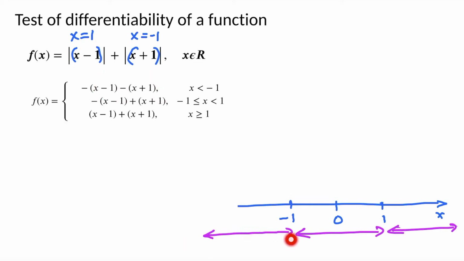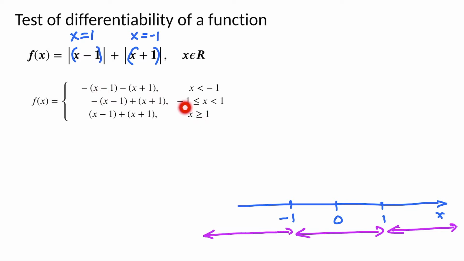So for this first interval, x less than minus 1, we have seen that x minus 1 is negative. So when we take the mod of that, we write it as minus of x minus 1 to make it positive. And x plus 1 is also negative, so we write that as minus of x plus 1 to make it positive, right? And likewise for these other intervals.